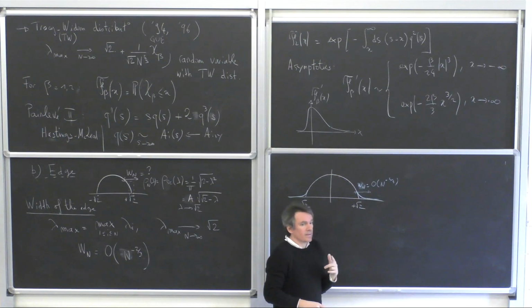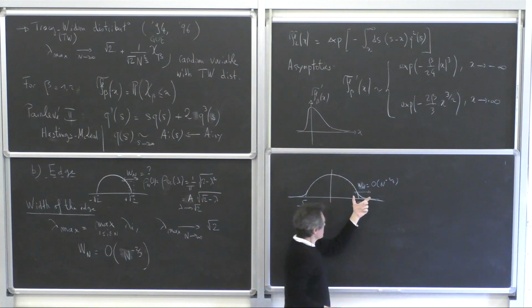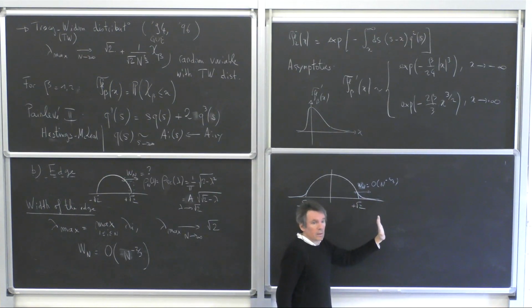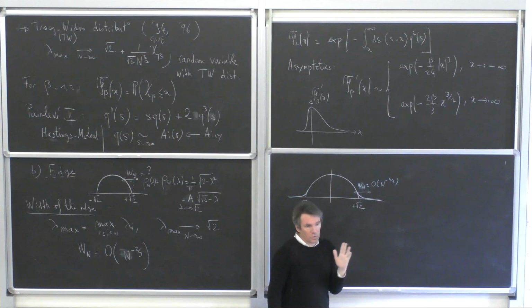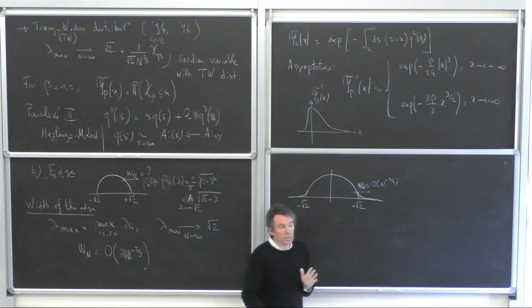Now you can ask a bit more difficult question. This is within the scale of n to the power minus 2/3, but what's the probability that I observe an eigenvalue which would be, say, 2√2? So very far from this. Then you enter a different regime, which is called the large deviation regime. This one really describes the typical fluctuations of lambda max. Typically, the largest eigenvalue will be at a distance of n to the power minus 2/3 from square root of 2, and that's what this distribution describes.